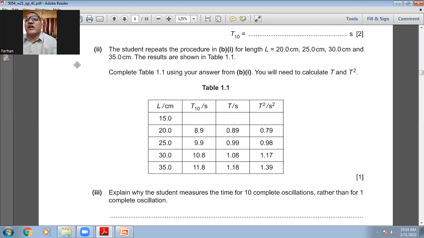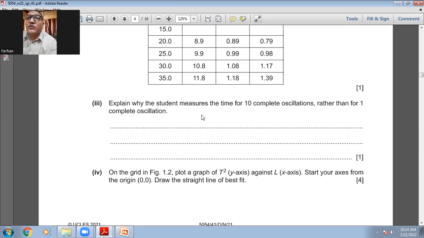You will need to calculate T and T square. So that average time which you calculated, that was 7.6 seconds. Just write it here, and then divide that time by 10, and you will get the time period for one swing when the length is 15 centimeter. And then whatever is the time, just square it. This is how you will complete that table. Then he says, explain why the student measures the time for 10 complete oscillations rather than one complete oscillation.